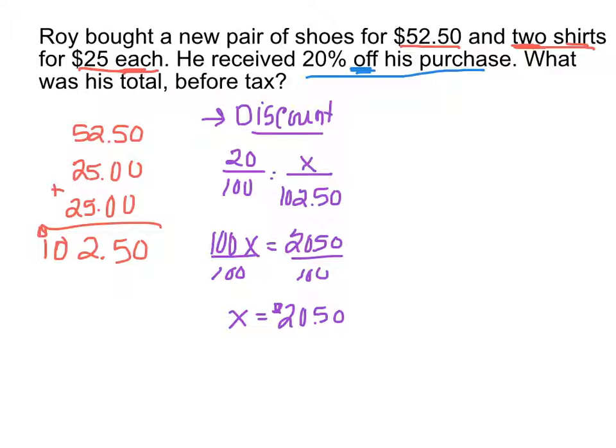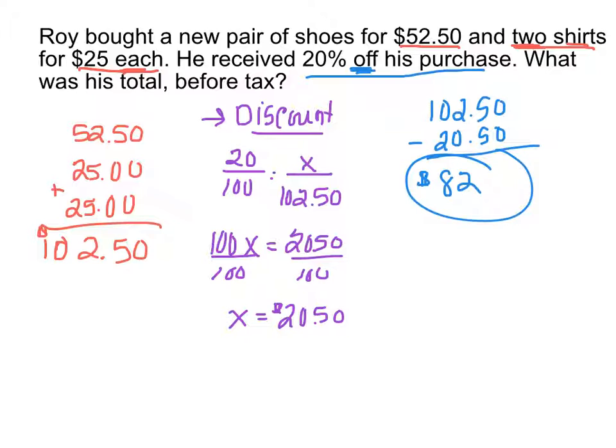So then what we do with a discount is subtract. I don't have to pay $20.50. So 102.50 minus his discount of 20.50. So he spent a total of $82 before tax. Great job if you remembered how to do this, and as always, correct any mistakes before moving on to the next problem.